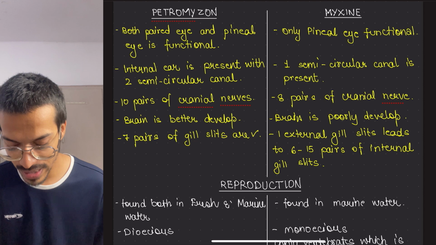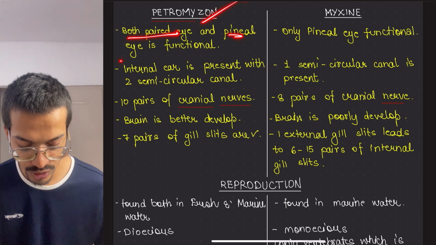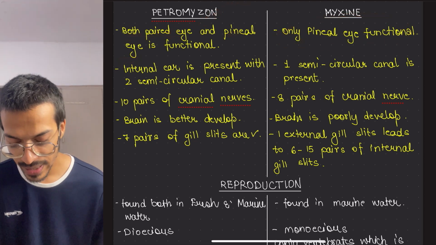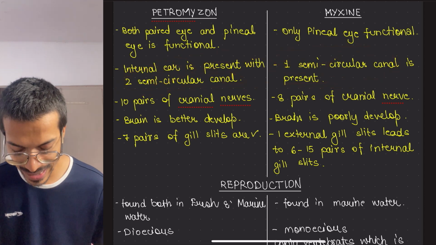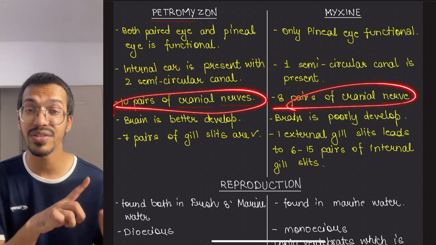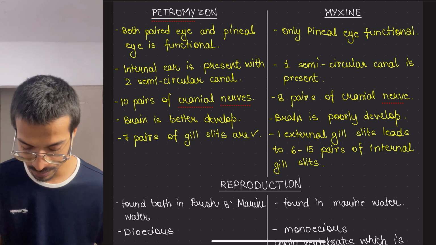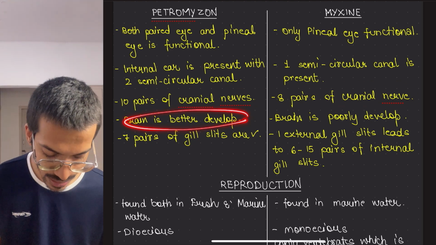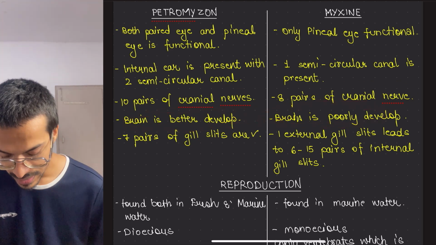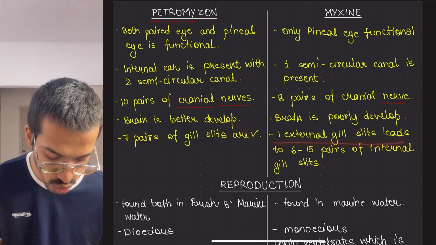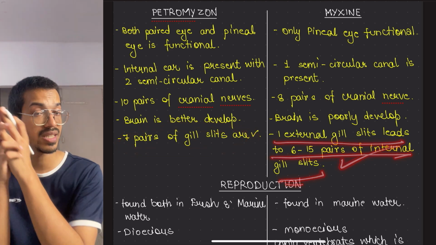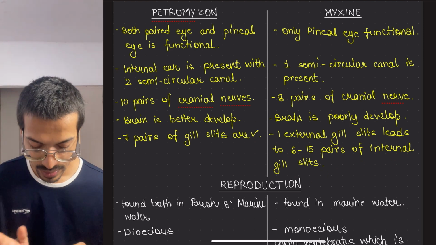If you see petromyzon, it has both paired and pineal eye functioning. Here only the pineal eye functions. Here the internal ear, okay, this you don't need, leave it. Then there can be 10 cranial nerves or 8 cranial nerves. That's why we say 8 or 10 cranial nerves would be there. Then the brain is better developed, whereas the brain is poorly developed in their case. 7 pairs of gill slits are present. 1 external gill slit leads to 6 to 15 pairs of internal slits, which we have said earlier is present in them.